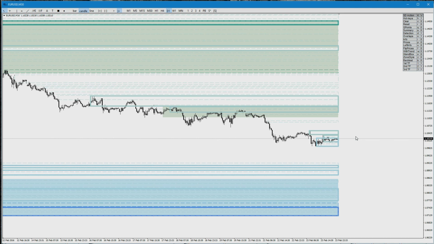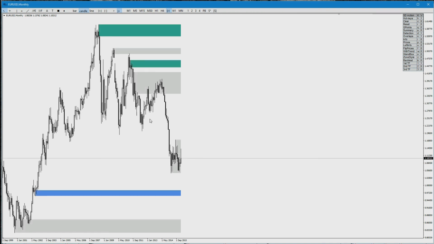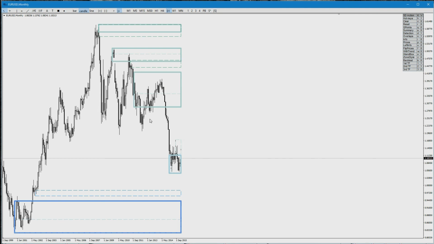What's quite interesting about this indicator is that although Metatrader 4 has the monthly chart as the highest available time frame, Blahtech supply and demand can also show you the zones on quarterly and yearly levels. So for example, if I look at the monthly chart on Eurodollar and I press number 2 for my second time frame, this is now showing me the quarterly levels. And then if I press number 3 for my third time frame, we get the yearly levels.